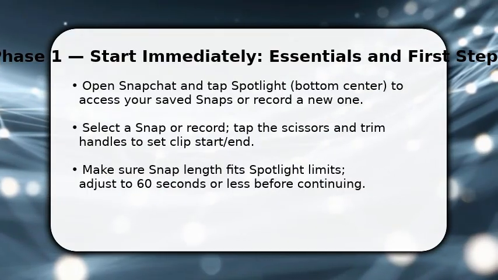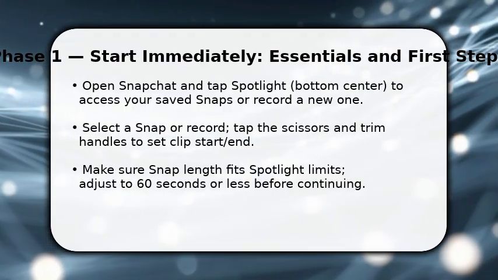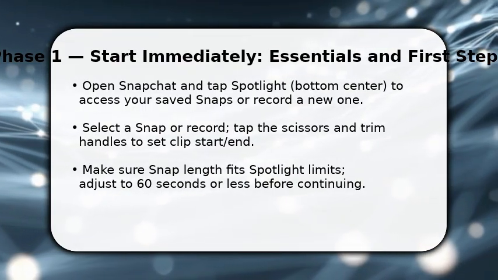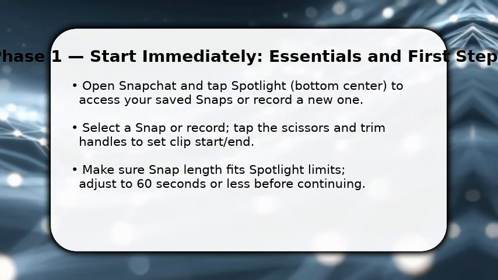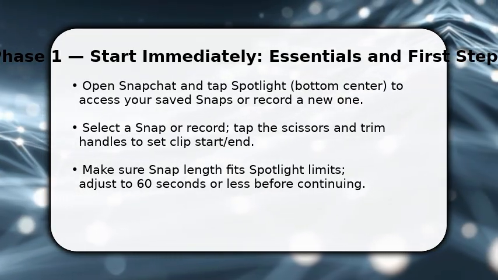You're starting in Spotlight. Open Snapchat and go straight to Spotlight. Once there, pick a saved snap or record a new one. Trimming comes first because timing drives everything.